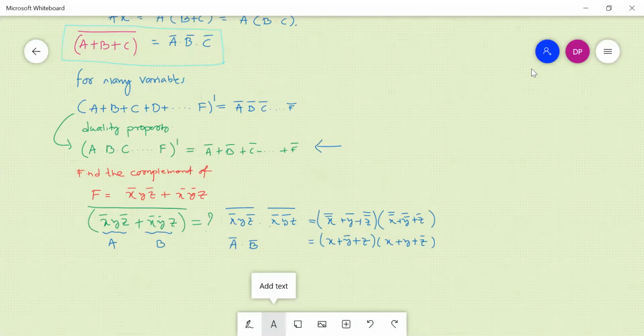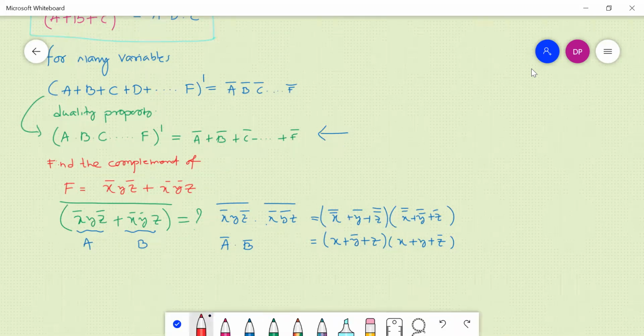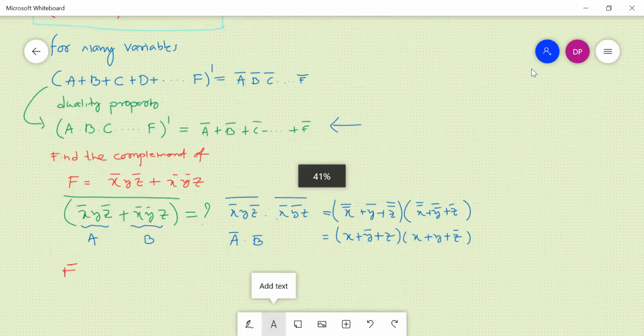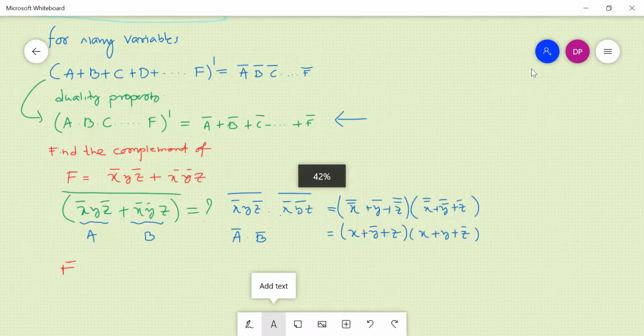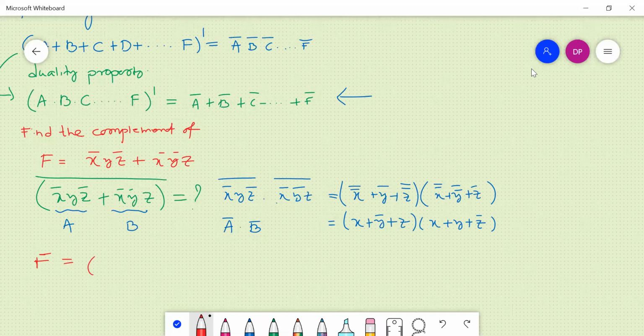Okay, right? So if a function is given, we can find its complement. Right, let's take one more example. Another function f is given. So f is equal to, let's take, x into y bar z bar, y complement z complement, or with yz. Okay, what will be the answer?